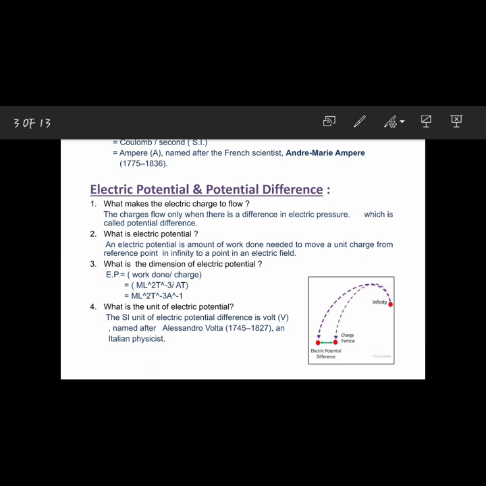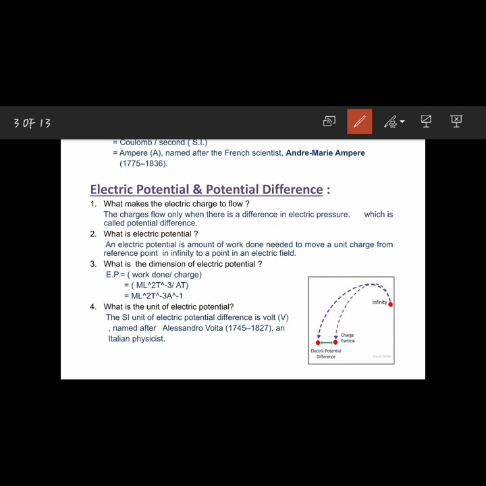What makes the electric charge to flow? The charge flows only when there is a difference in electric pressure, which is called potential difference. Now, wherever you look, there is a balance. Here A is a point, B is another point. At A pressure is low, at B pressure is high. So to maintain balance, pressure will transfer from B to A until the pressure of A is equal to the pressure of B. Like that, electric charge also moves from a high electric pressure region to a low electric pressure region.